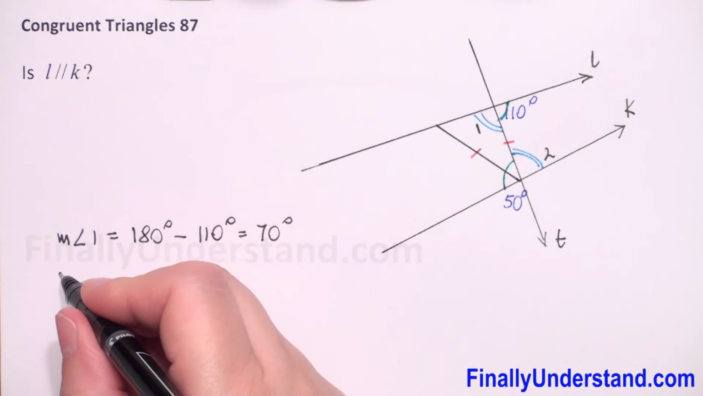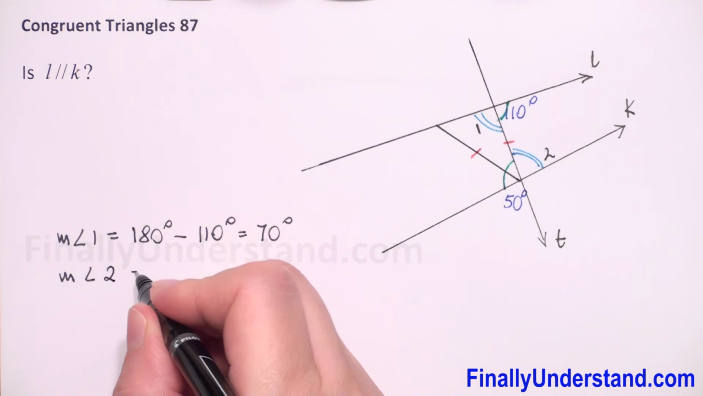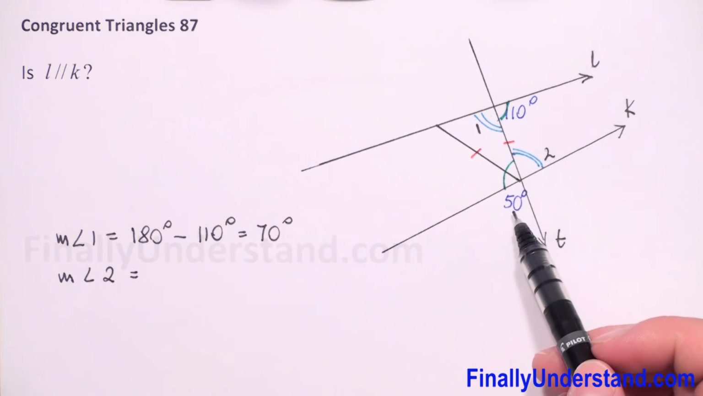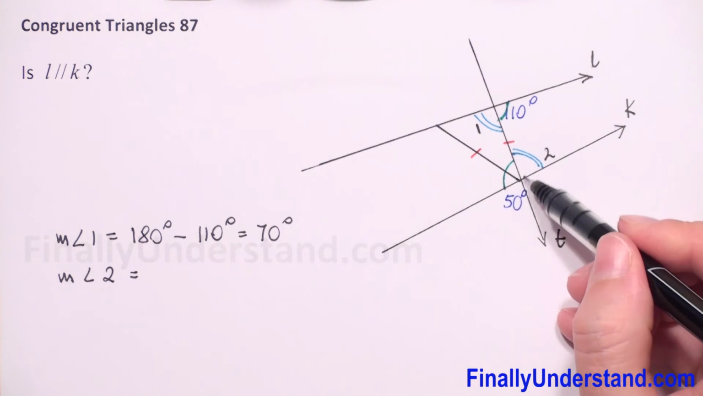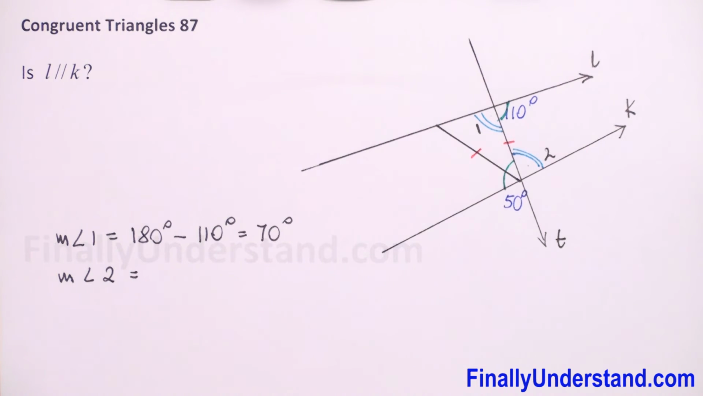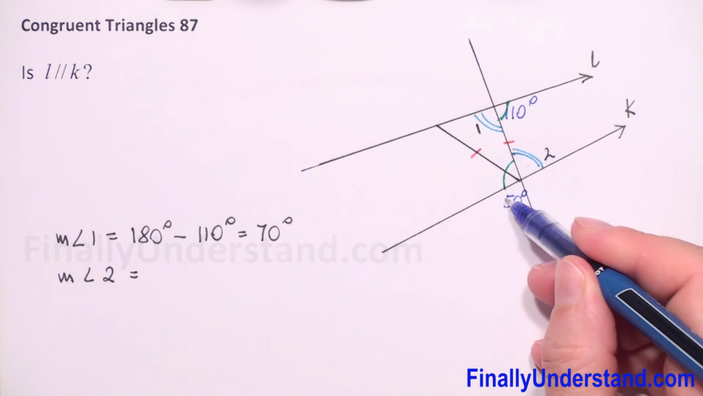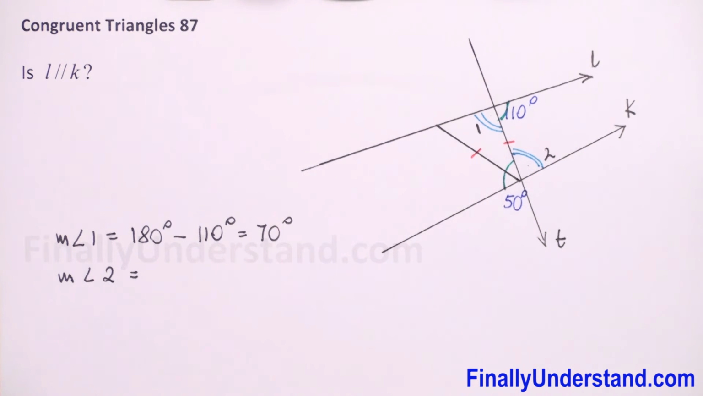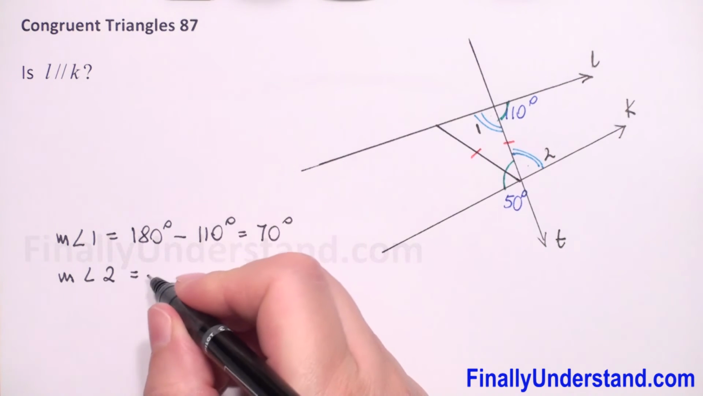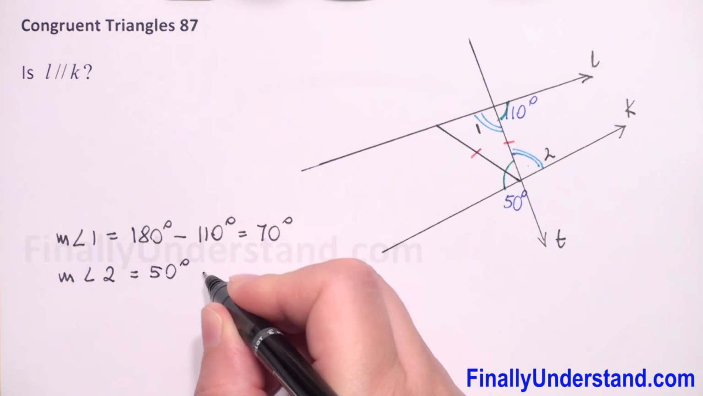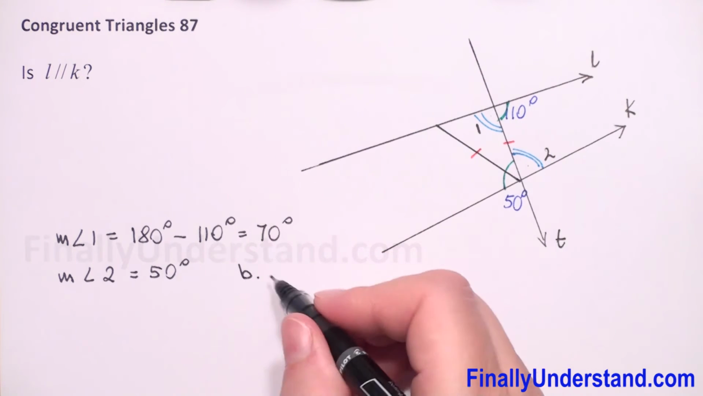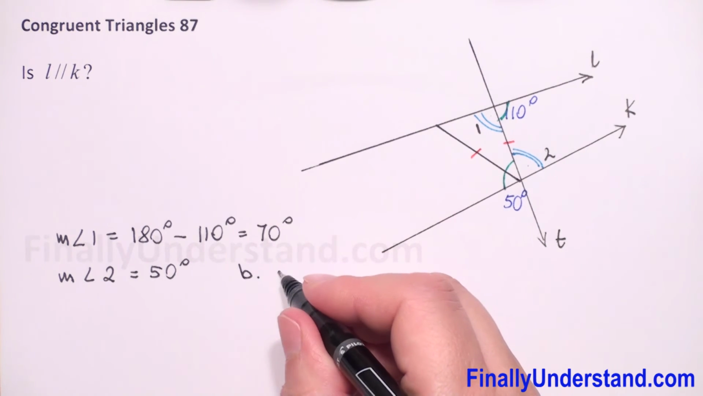And the measure of angle 2 is equal to 50 degrees. Why? Because these two angles are vertical angles. So this angle and that are congruent. So this is equal to 50 degrees because vertical angles are congruent.